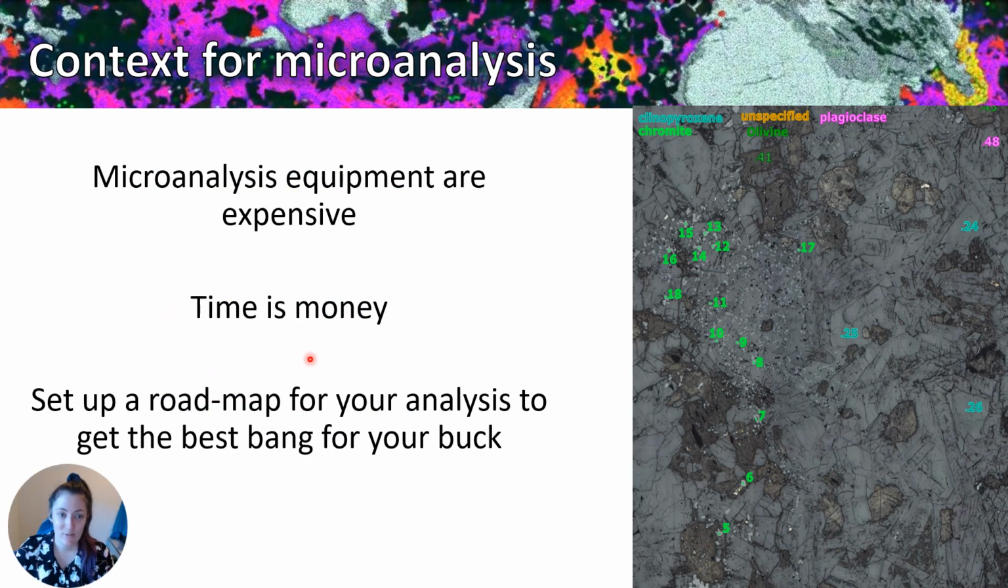So the most important bit for this workshop is that optical microscopy is cheap. It can give us context for our further microanalysis. All microanalysis equipment is extremely expensive, and all time on the machine is money that you have to spend. So if you have a plan by using optical observations to map out which mineral phases are important or what areas you want to target in your sample, you can set up a roadmap for your analysis and get the best bang for your buck out of your day on the more advanced analytical equipment.